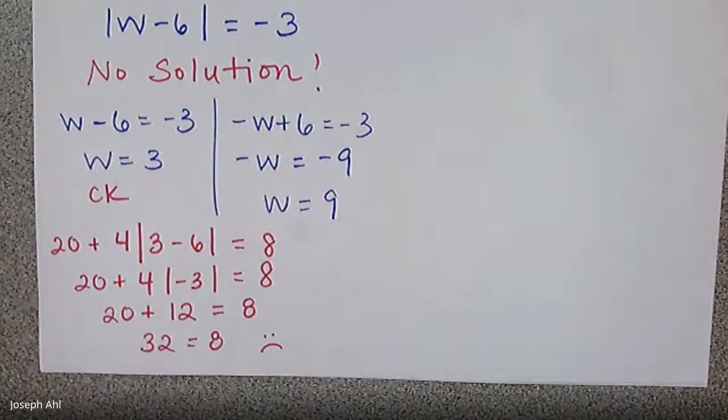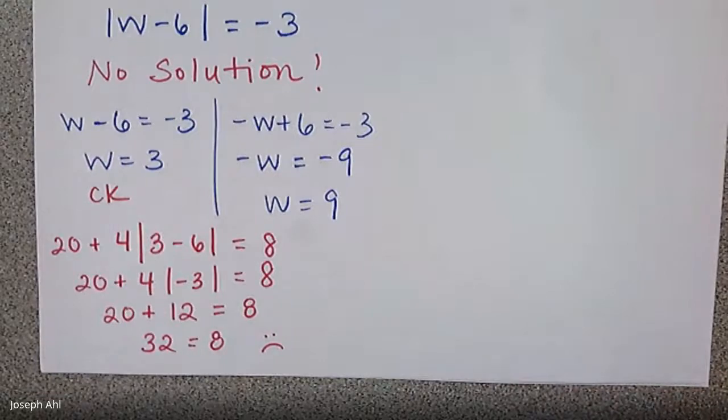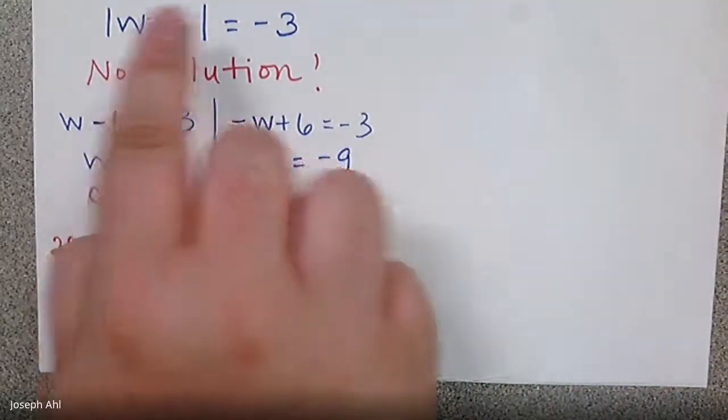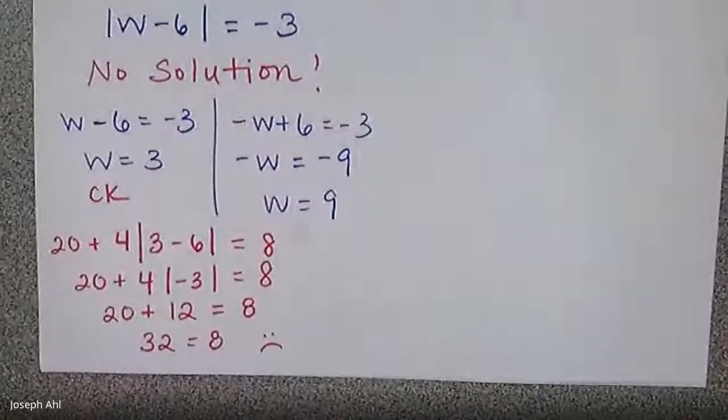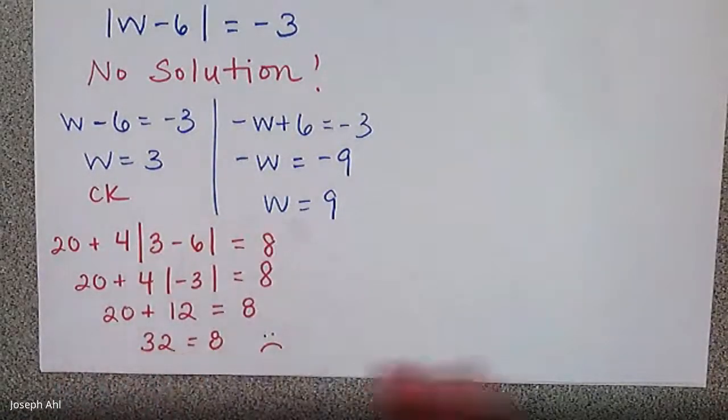And if you check w equals 9, you'll get the same result. Tomorrow we'll start confirming graphically why that's the case, but for now, algebraically, this is what you have to look for. Absolute value by itself equals a negative, definitely no solution. The check will help you to confirm some of those things. So don't forget to throw that in when needed.